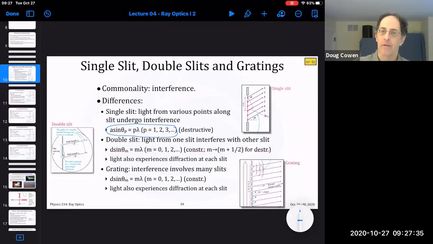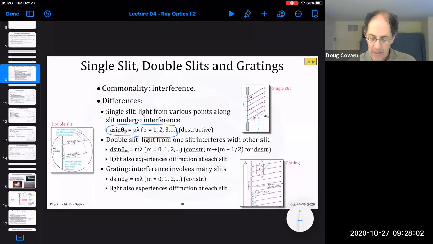But if you want to find where the constructive fringes are, where the bright fringes are, you could just look in between two destructive angles. So if you solve for where the dark fringes are in a diffraction pattern, you can find the bright fringes because they're going to be right in between dark fringes.